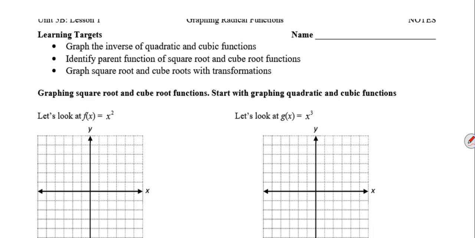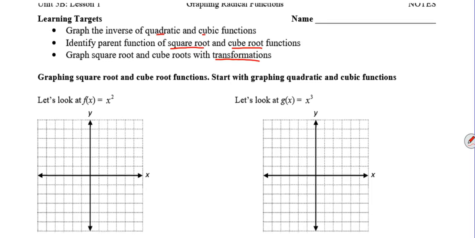Okay, so welcome to Unit 5B Lesson 1 on graphing radical functions. In today's lesson, we are going to look at graphing the inverse of quadratic and cubic functions. And we're going to then look at that and identify the parent functions for square root and cube root functions. And then we're going to graph some square root and cube root functions using transformations. All right, so a lot of graphing today.